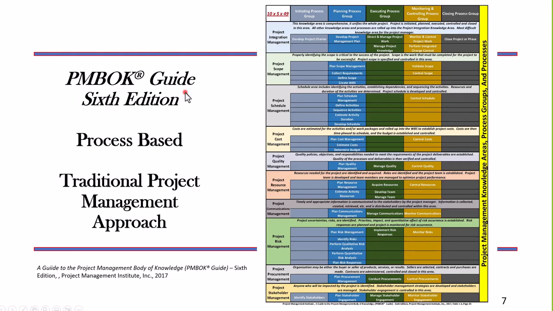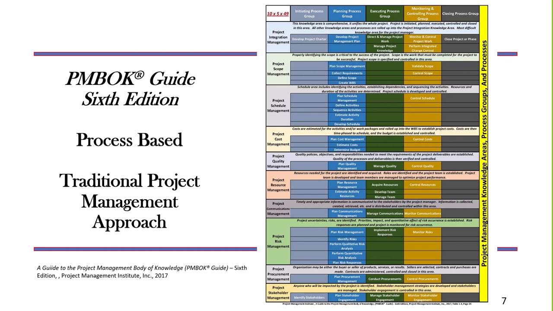is what we call the 10 by 5 by 49. Now this 10 by 5 by 49 is based on the 6th edition of the PMBOK Guide. And this is process-based project management. It would be just the opposite of Agile in a number of ways. In Agile, we have very few processes. In 6th edition or in a traditional project management approach, we typically have these 49 different processes that we use based on the needs of the project itself.